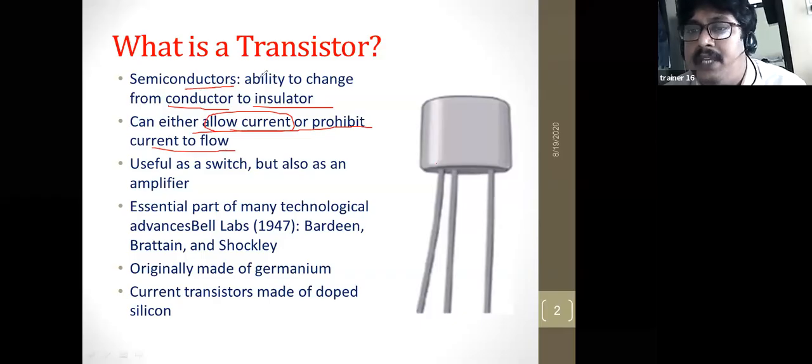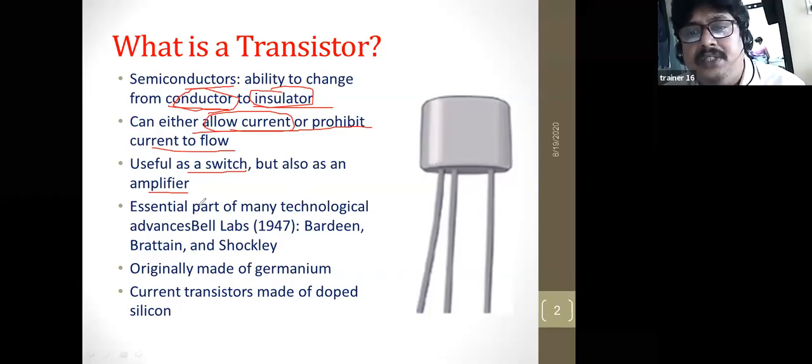That means completely it acts as an insulator, and at other times the semiconductor acts as a conductor in the case of this transistor. It is useful as a switch. The purpose of the transistor is that it can be used as a switch, and also as an amplifier. That means it amplifies the signal, the current signal.